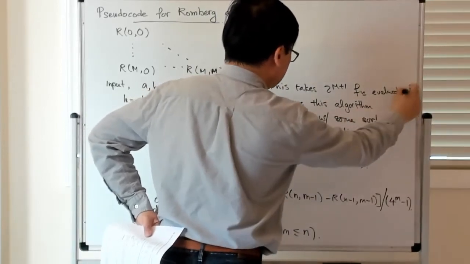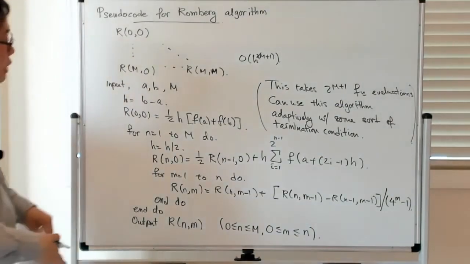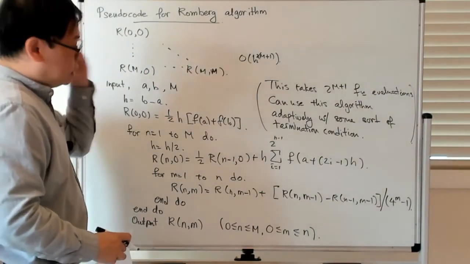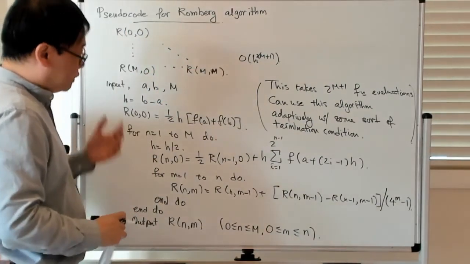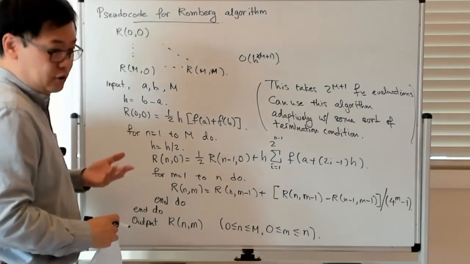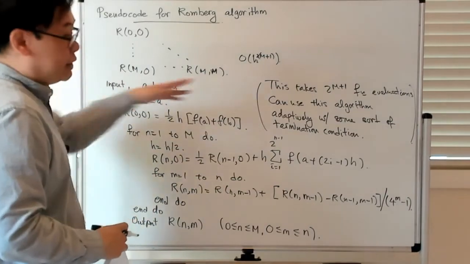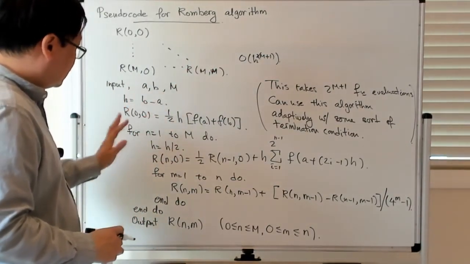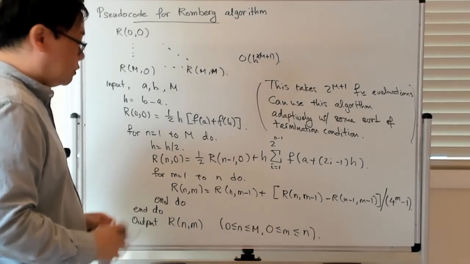You can essentially check the error, estimated, for example, by the difference between two adjacent entries in the diagonal of the Romberg matrix. If that error is small enough, you would stop the calculation instead of adding yet another row. Okay, so that's the basic algorithm in pseudocode. It's relatively easy to implement. So let me just stop there.